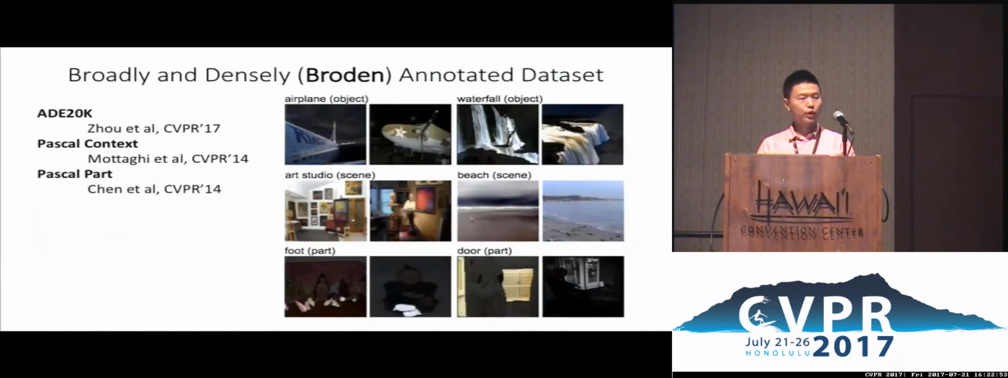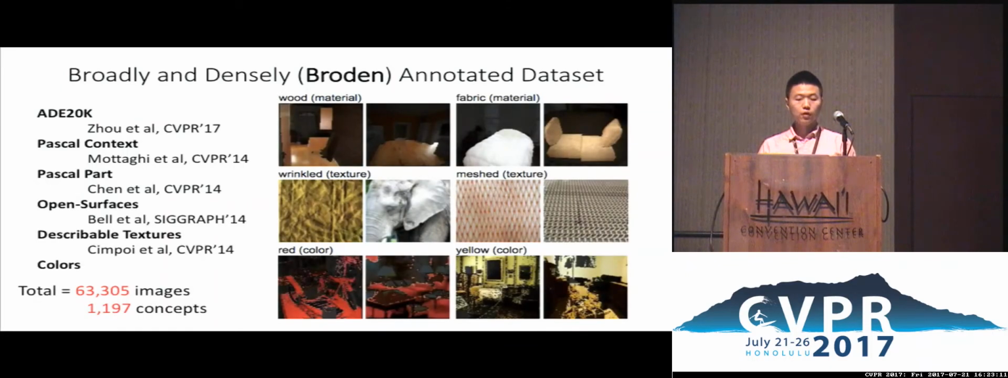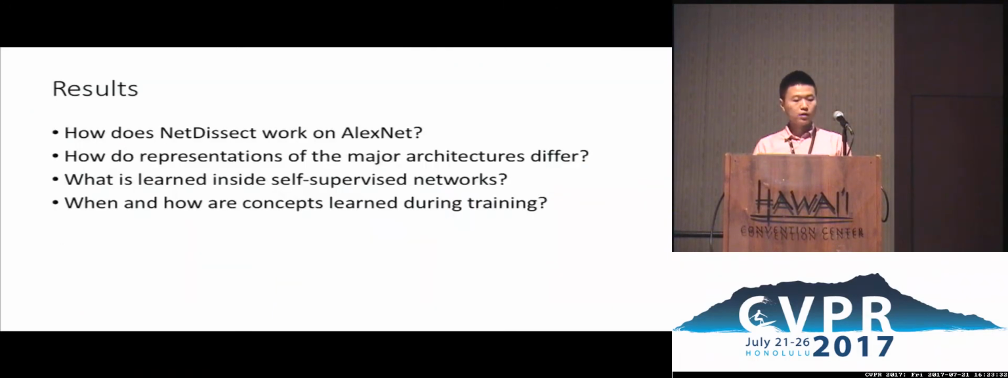To collect the pixel-wise annotation, we built a broadly and densely annotated dataset, shortened as Broden dataset. We pull high-level concepts like objects, scenes, and parts from the ADE dataset, Pascal Context dataset, and Pascal Part dataset. We further pull middle-level and low-level concepts like materials, textures, and colors from the OpenSurfaces and Describable Textures datasets. In total, there are more than 60,000 images with more than 1,100 concepts included in our dictionary. So after we have Network Dissection and this pixel-wise annotated dataset, what can we do? Here I will show you some interesting interpretation results.